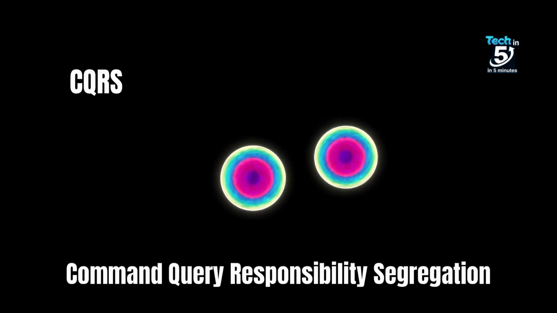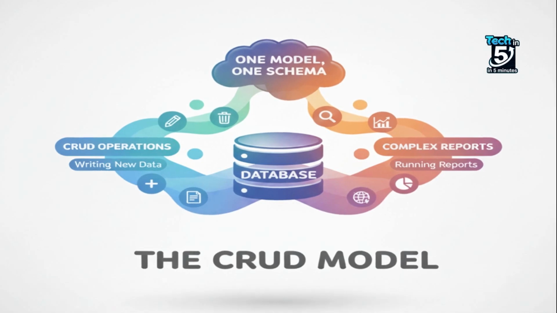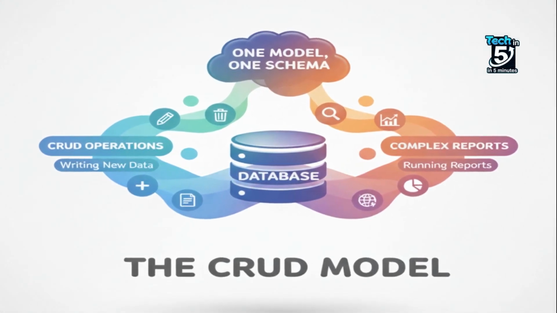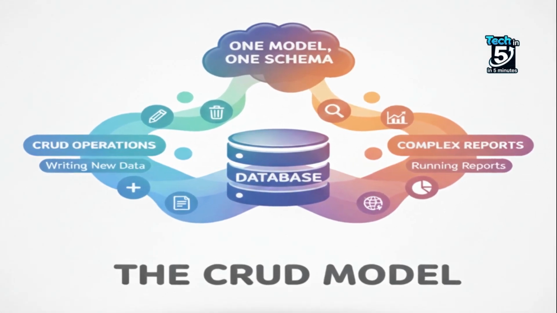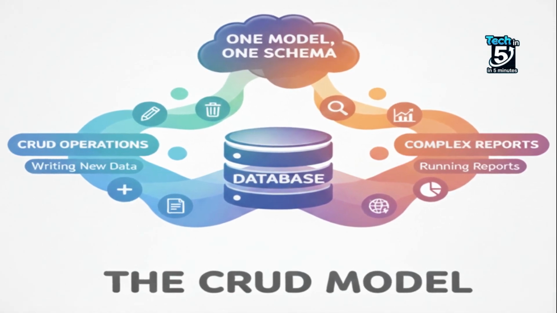CQRS, Command Query Responsibility Segregation. Think about a typical database application. It uses one model, one schema for everything. Writing new data and running complex reports. This is the CRUD model.